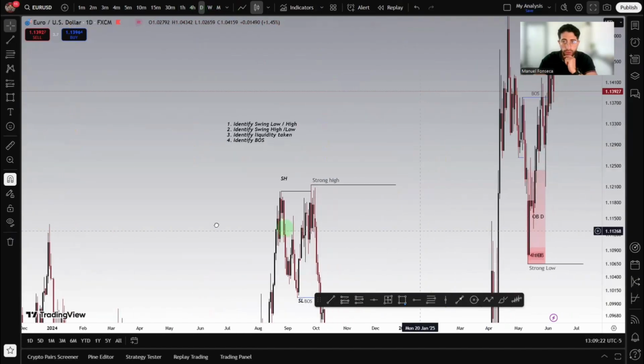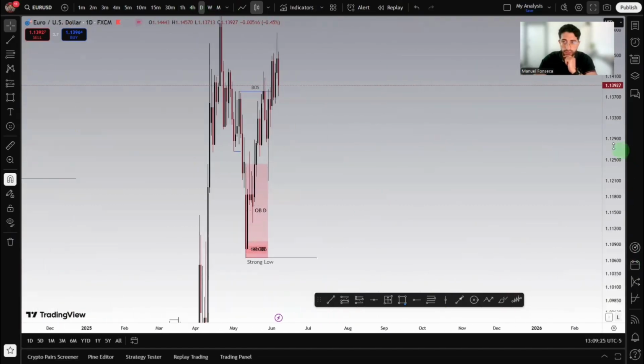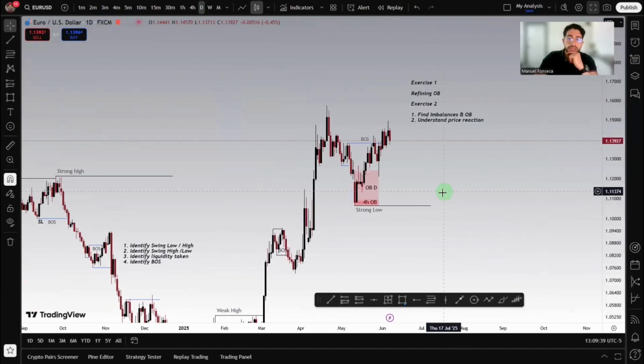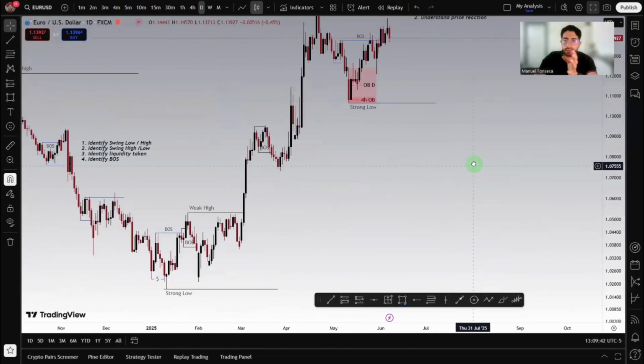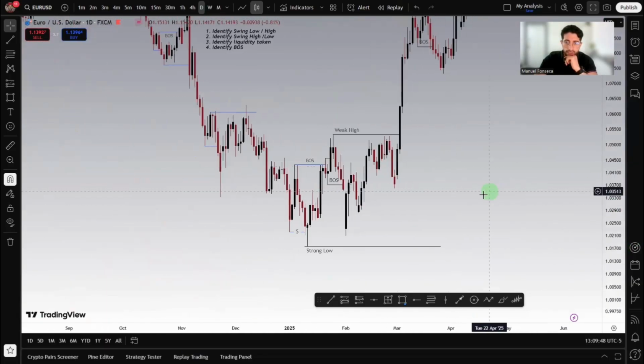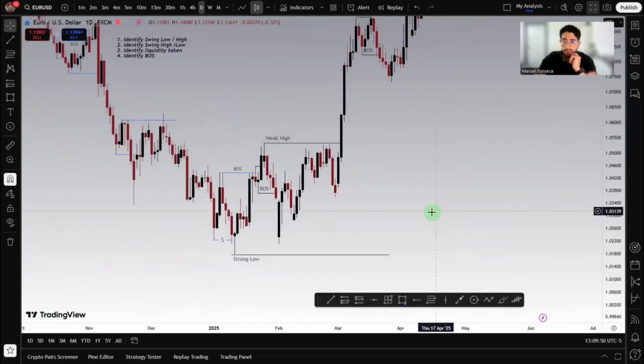Now, for those who are more advanced, we're going to do the next exercise. This was exercise one, refining order blocks. Exercise two is find imbalances and order blocks and understand the reaction. This is one of the previous exercises we did in the previous explanations, which you have seen, I have done. But look how interesting it is.